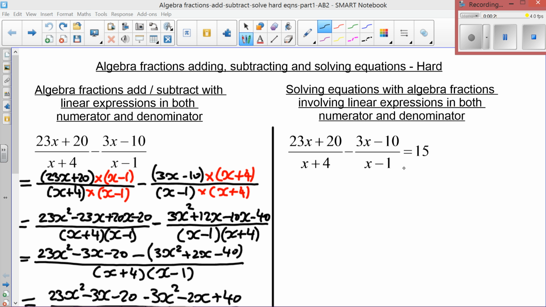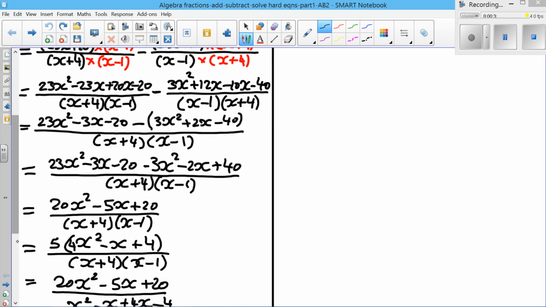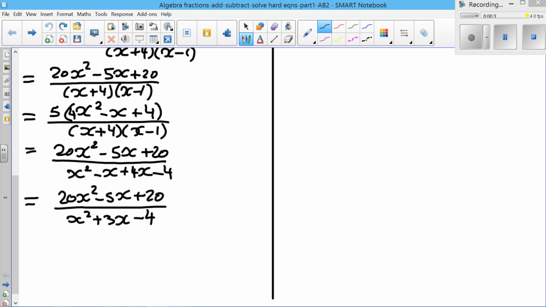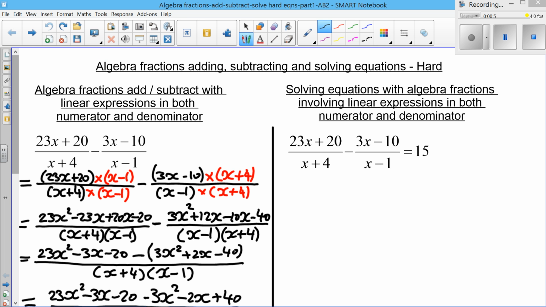And if I were to process these two algebra fractions in the same way, I should end up with the same expression as I did in my previous example. So, if I replace the left-hand side of my equation with 20x squared minus 5x plus 20 over x squared plus 3x minus 4, I can then proceed with solving that equation. And that's what I will do.